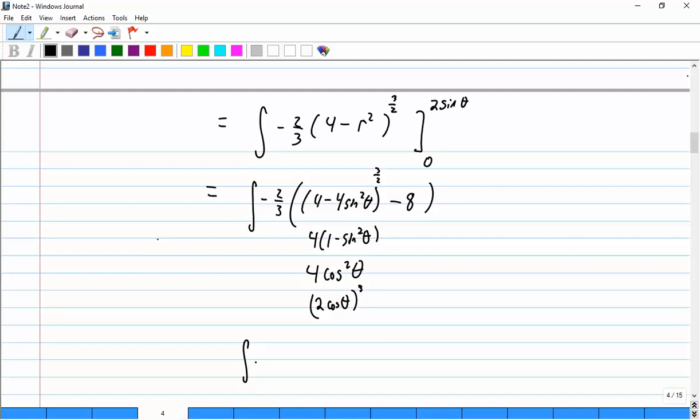So that's the integral. I have a 2 out here that disappeared. When I bring out that negative 2/3, it becomes negative 4/3. And then that's going to be 8 cosine cubed. So I have a negative 8 and I have a positive 8 cosine cubed. So that's 8 cosine cubed theta, minus 8.